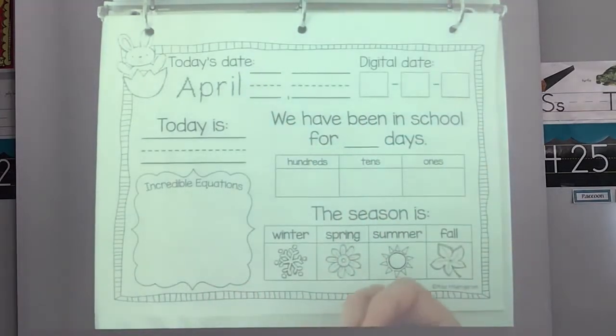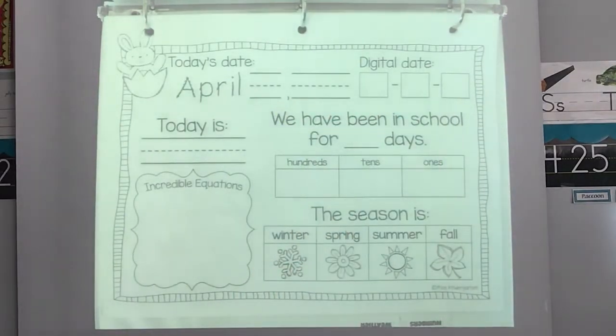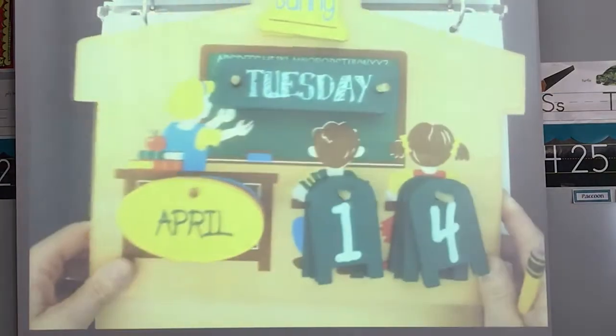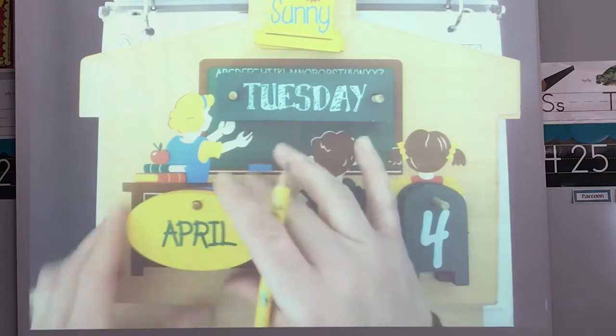We'll put him over there, and we are going to go ahead and trace April. So start with me. We're tracing A. April. Okay, April, and today, let's find out what today is. We'll get our schoolhouse. So we have our little schoolhouse here. It's Tuesday, April.